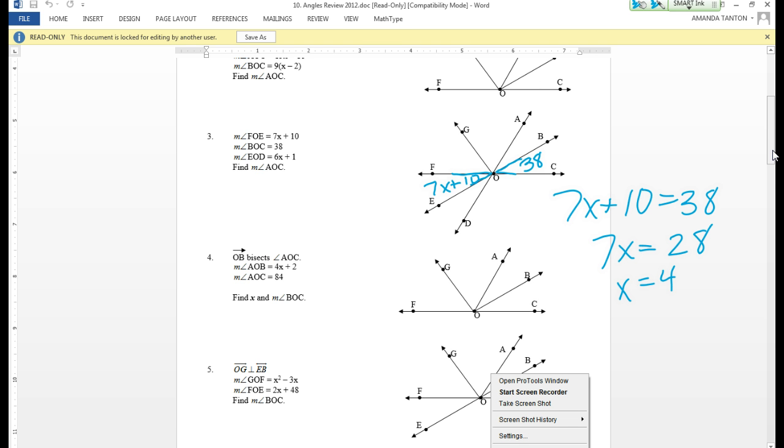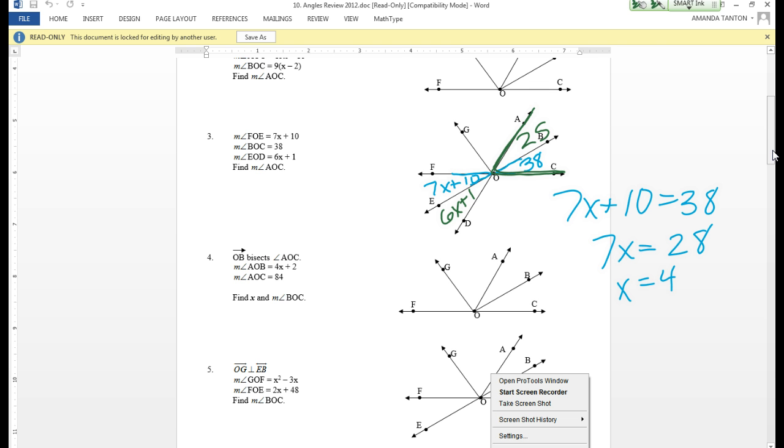Let's keep going. Let's plug it in. What are we trying to find? AOC? And we know that EOD is 6x plus 1. These are vertical angles, right? So if I take 4 and plug it in, 6 times 4, 24 plus 1. All right, now we can do it. 25 and 38. You add them together and you're done.